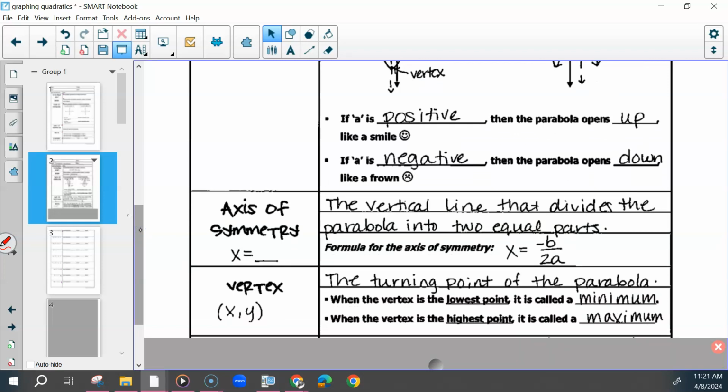Something else we're going to be talking about is the vertex. So the vertex is usually on your axis of symmetry, either at the lowest point or at the highest point. This is where it changes direction. It goes from going up to going down or vice versa. So the turning point of the parabola is the vertex. It's written as x comma y. If it's the lowest point, that's your minimum. If it's the highest point, that's your maximum. So we need to know all of that information as we start to graph these. Make sure you have these off to the side as well.